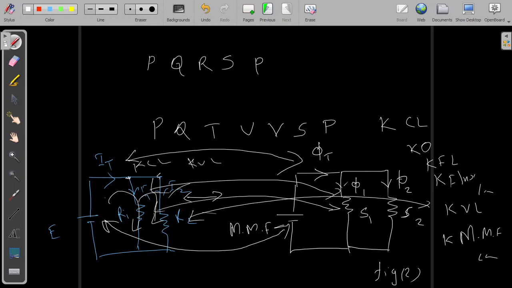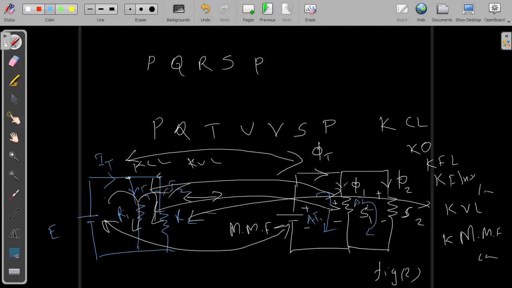What we will get is, this is plus and this is minus, and here phi 1 is in this direction, so it will be plus minus here, and plus minus again here. So I have identified two loops here, loop 1 and loop 2, and we have MMF 1 here. I am denoting them as F1 and F2.